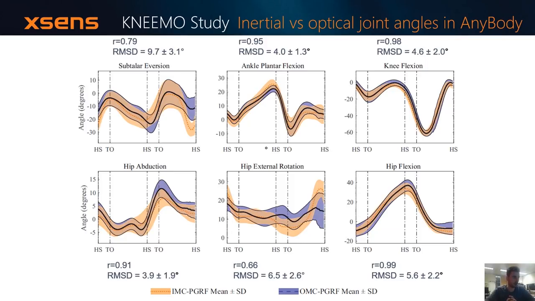So we see that there are excellent correlations over 0.9 for four out of the six components in the degrees of freedom we have in the lower limbs, and particularly for all the sagittal plane joint angles, such as the knee flexion, hip flexion, and ankle plantar flexion, as well as for the hip abduction, and also strong correlations for hip external rotation and subtalar inversion, with slightly higher root mean square errors. The average root mean square difference was about 5 degrees.